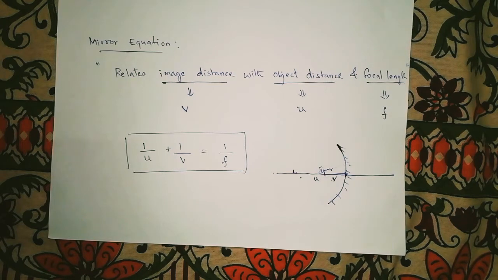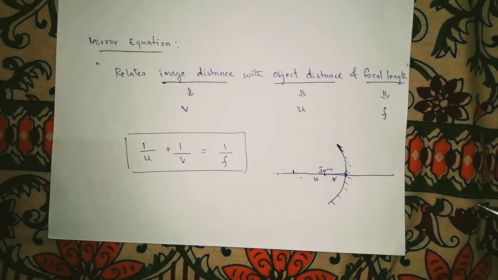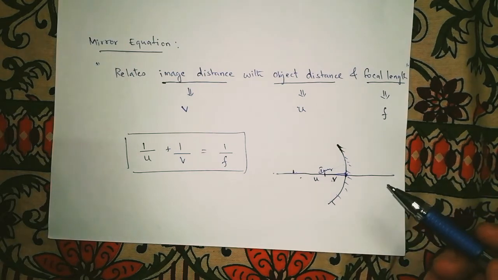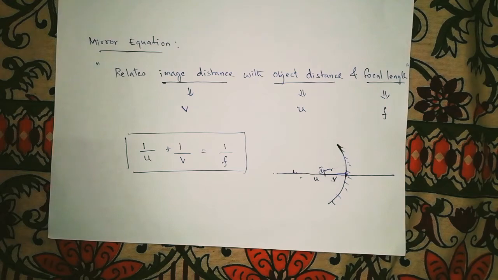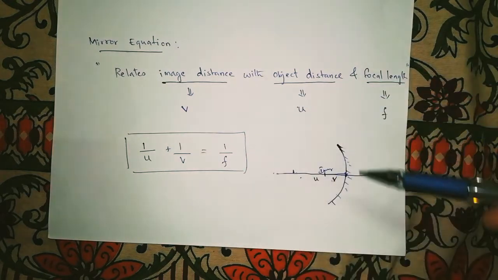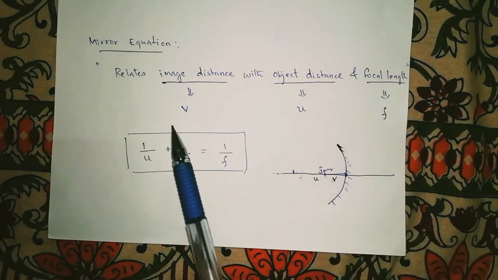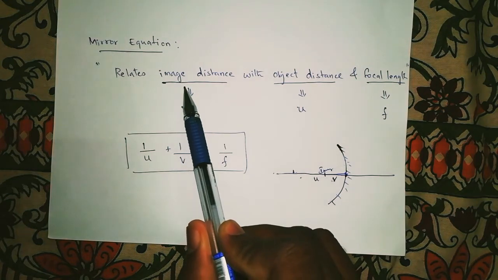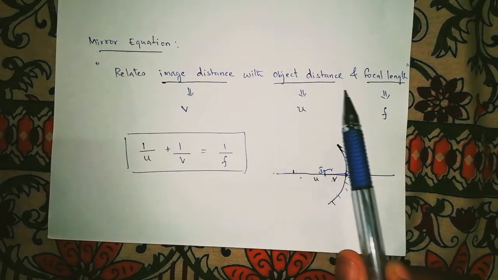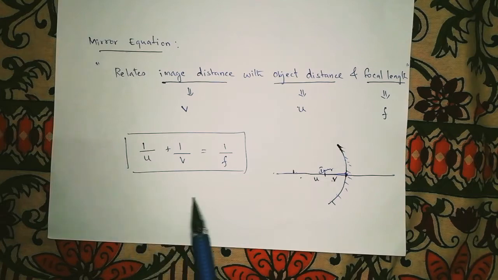We also learned what the focal length is. The focal length, as we know, is the distance of the principal focus from the pole. So what is the relationship between these three quantities: image distance, object distance, and focal length? We name this relation the mirror formula.